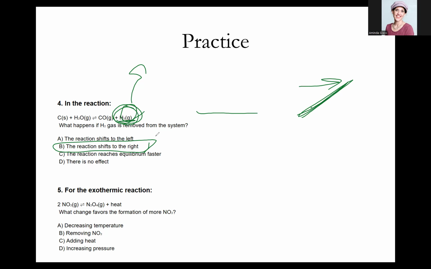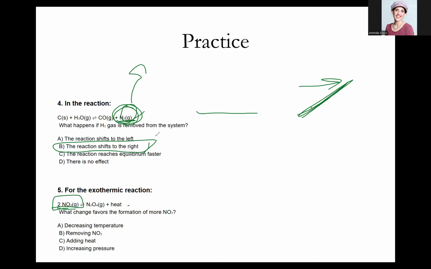For the exothermic reaction, nitrogen dioxide is in equilibrium with dinitrogen tetroxide plus heat. What change favors the formation of more NO2? So we want to make more NO2.